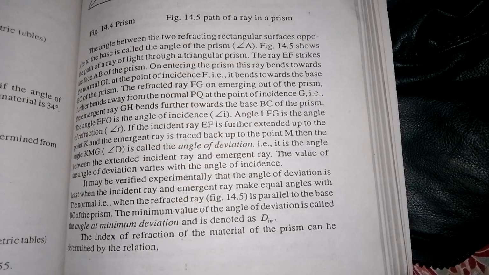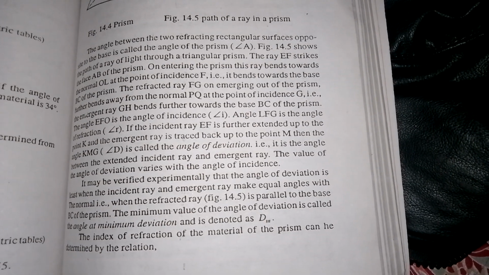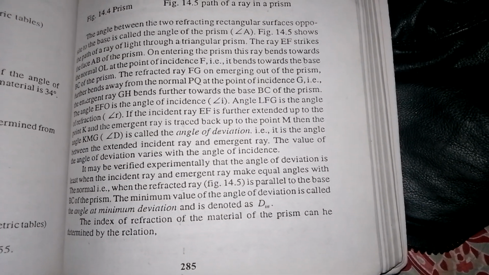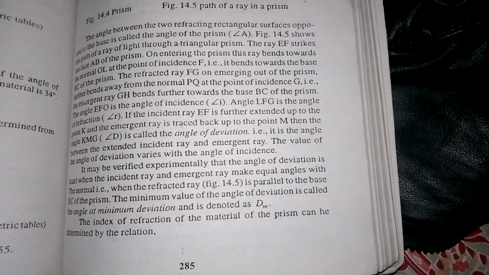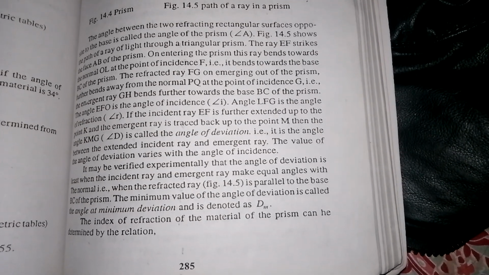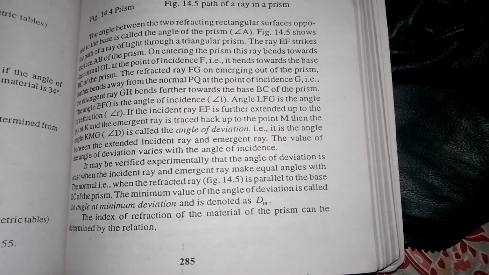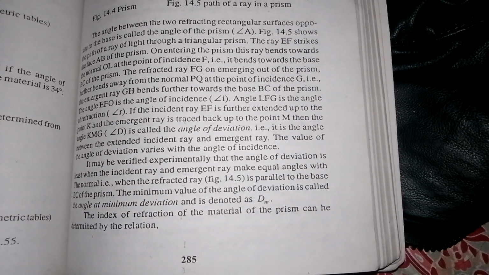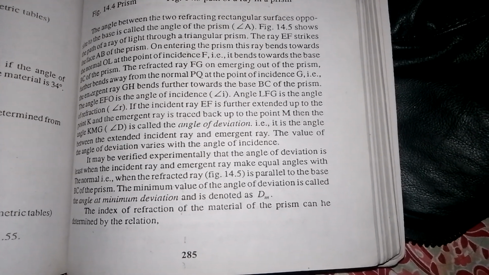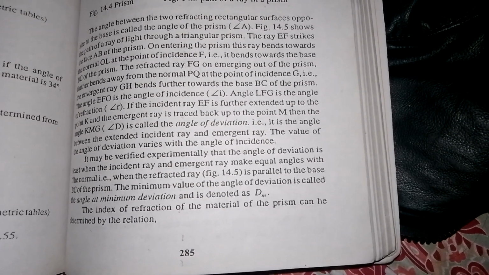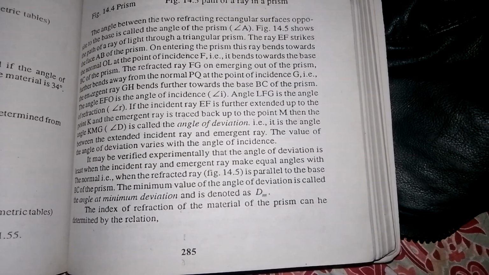The value of the angle of deviation varies with the angle of incidence. It may be verified experimentally that the angle of deviation is least when the incident ray and emergent ray make equal angles with the normal, that is, when the refracted ray is parallel to the base BC of the prism. The minimum value of the angle of deviation is called the angle of minimum deviation and it is denoted as D.